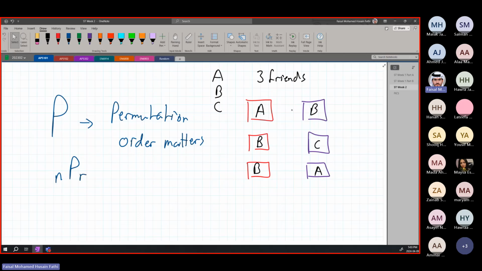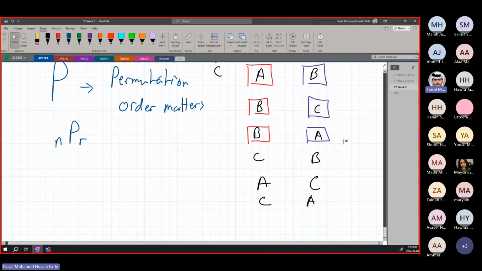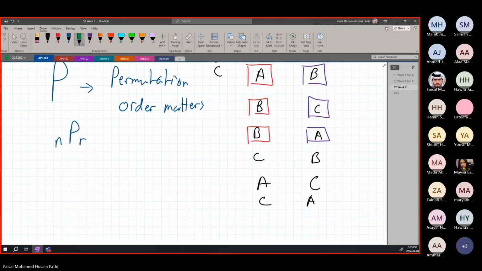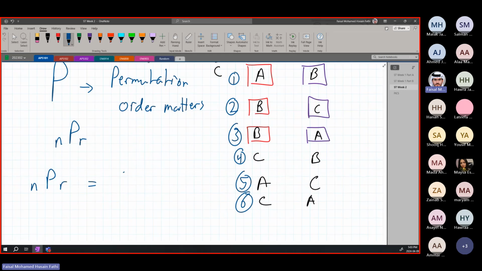All right? So what other options do we have? We have also C and B, and then we have A and C, and then we have C and A. All right? So if you notice how many total options we have: 1, 2, 3, 4, 5, and 6. We have a total of 6. So if we do the nPr, we are going to get 6.